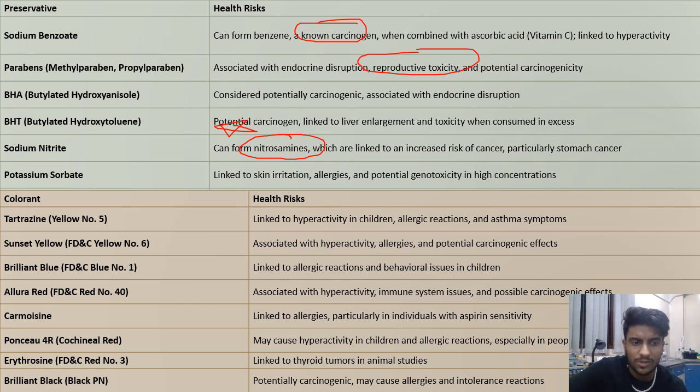There are different colorants that I was talking about: tartrazine, sunset yellow, brilliant blue, allura red, carmoisine, ponceau. So ponceau is cochineal red only, nothing else. Ponceau stain is used in blotting as well, Western blotting. So it is involved in hyperactivity in children. These are different side effects that are associated with behavioral problems, cognitive problems, etc.